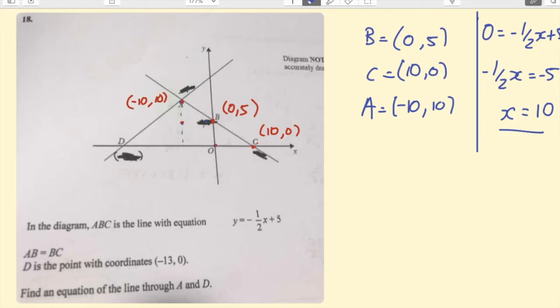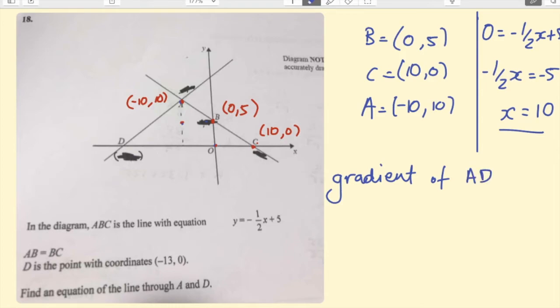Now, in my opinion, that's the hardest part of the question, finding point A. Because now if you've done this process before, you can take those 2 points D and A and find the equation for the line AD. So let's go ahead and do that. So the first thing we need to do is to find the gradient of AD.